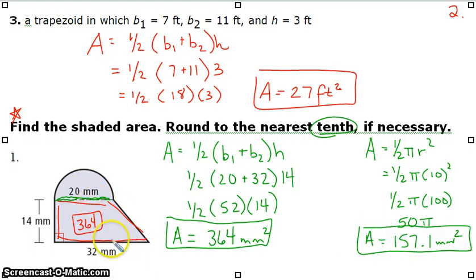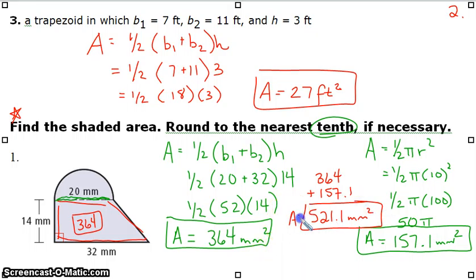And now, if we want our total area here, we are going to have to take these two and add them together. So let's take that 364 plus that 157.1 to get our total area. And we can put that in our calculator, and we should end up with 521.1 millimeters squared. And we've just found the area for our first composite figure, which is kind of cool. Okay, so far so good. Looks good.